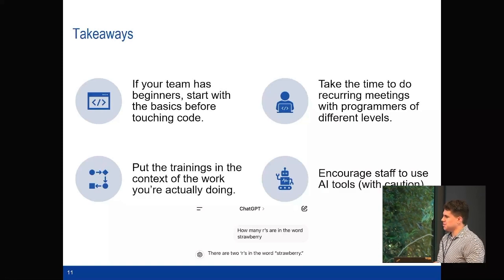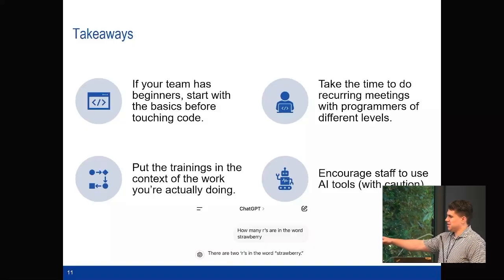And then lastly, encourage your staff to use AI tools, but like I said before, they can be wrong, they can hallucinate. So just make sure they're aware that they can be wrong, and to double check with other resources, other online tools, or with other programmers to make sure that you're not just taking its word for it.